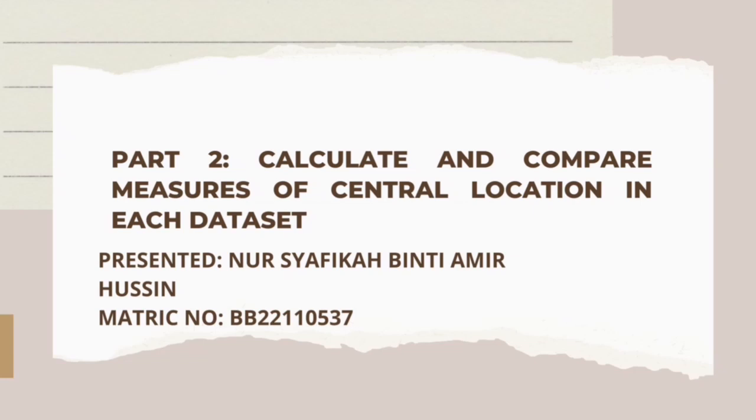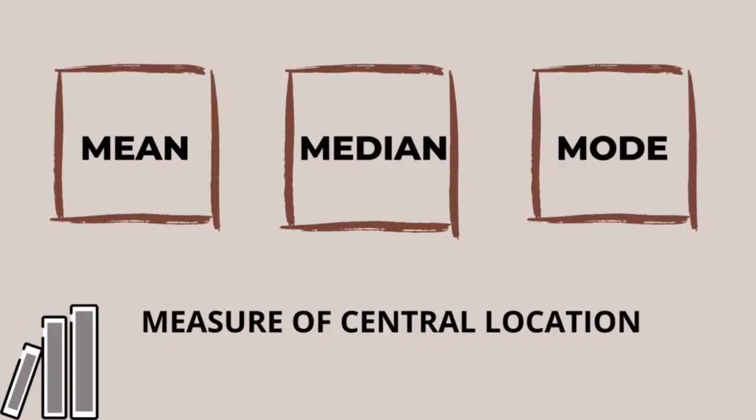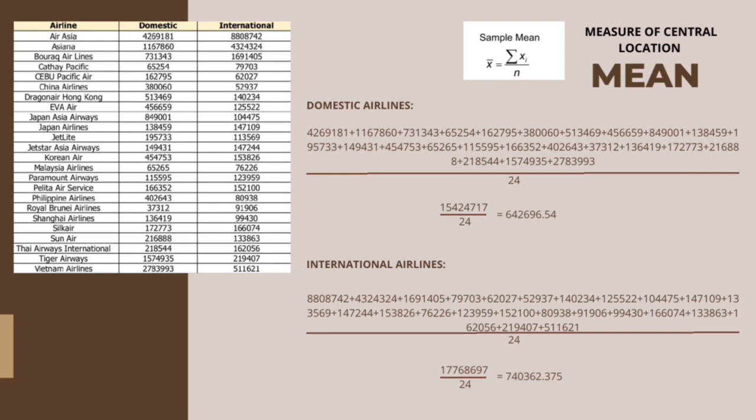In this video, I will present part 2, which is to calculate and compare measures of central location in each dataset. In this part, I will present three things, which are mean, median, and mode. For mean, we need to use the formula for simple mean, which is x-bar equals the sum of xi divided by n. We need to add all the values given in the table for domestic airlines and divide by 24. Same goes with international airlines.